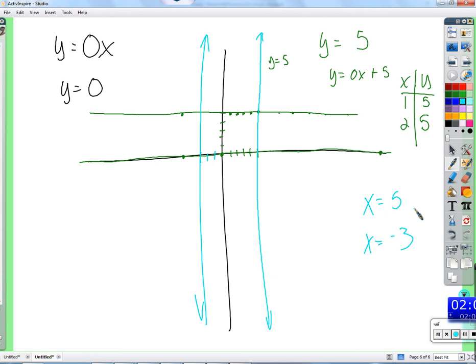You got to think about what makes the equation true, right? Only when x is 5. If x isn't 5, then it's not true. So if I'm anywhere but right here, over there, x won't be 5.